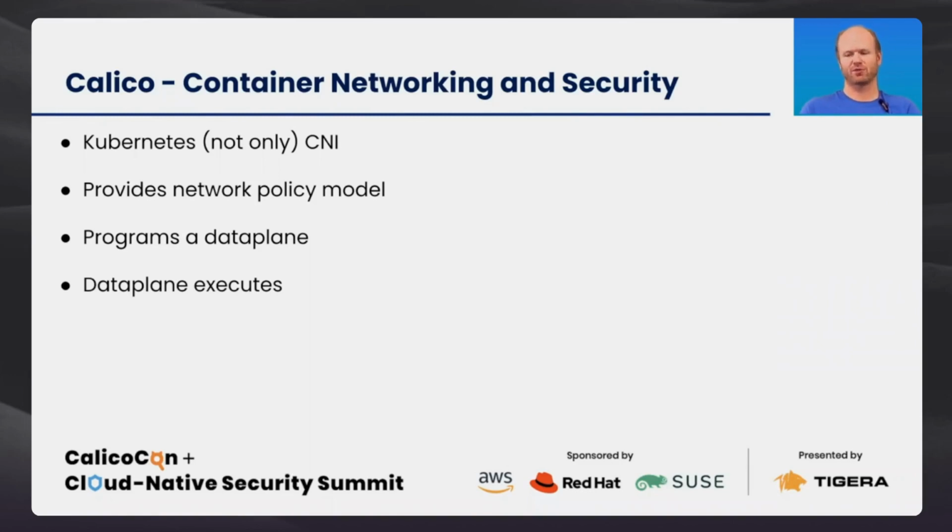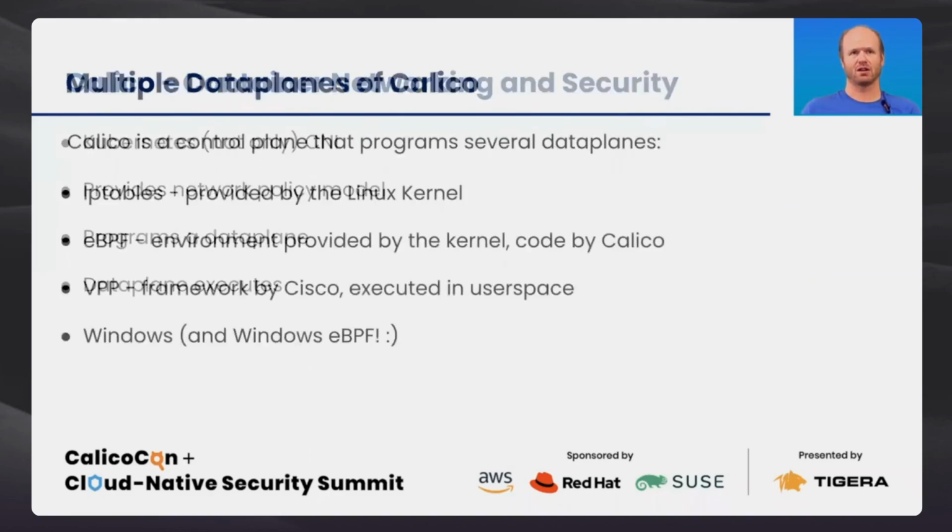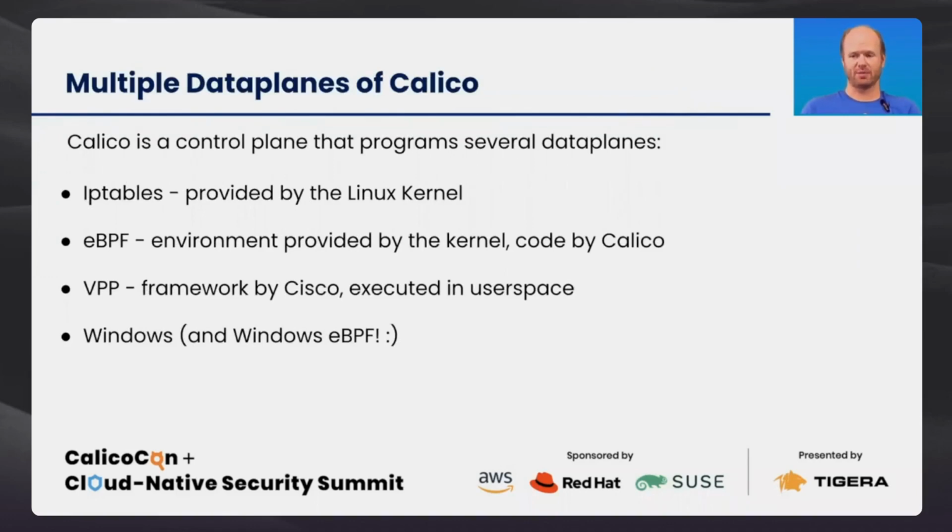Calico is pretty much a control plane that gathers information from the environment, compiles it together with the user-provided policies, and programs the data plane, and the data plane executes the rules. Calico can work with multiple data planes. Traditionally, it works with IP tables. IP tables are provided by the Linux kernel, and Calico only programs the IP table rules. The data plane I'm going to talk about here today is called eBPF.